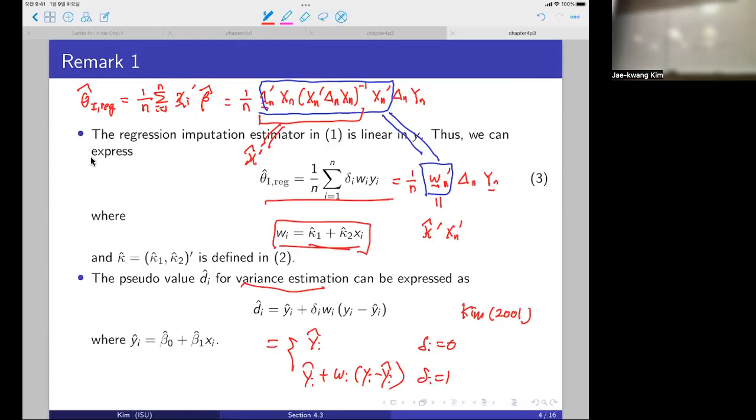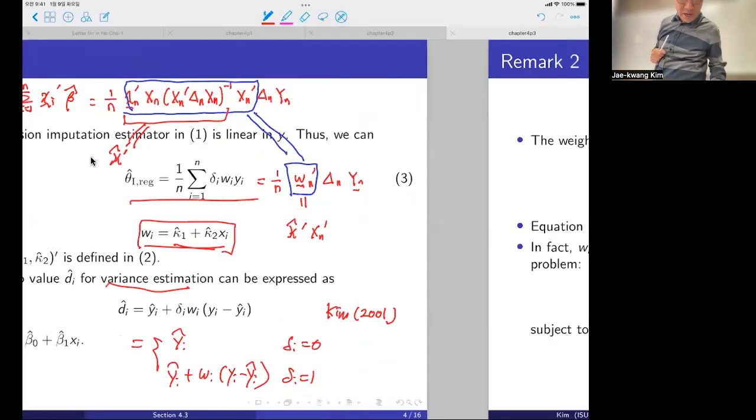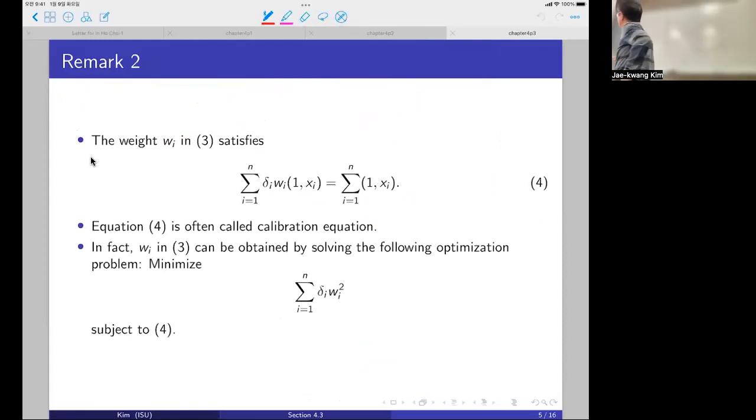So of course, this weight is greater than 1 on average, but not necessarily for a particular unit. Actually, this is a very important concept. This weight is called the regression weight, and this regression weight satisfies this.